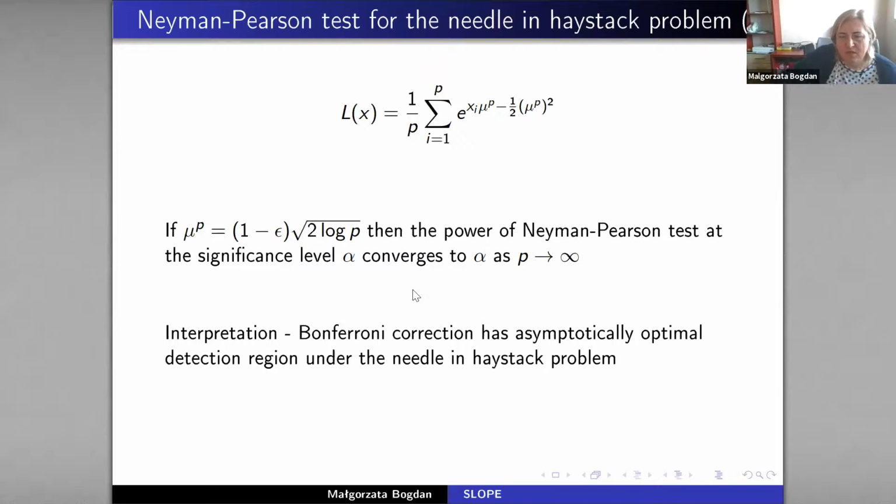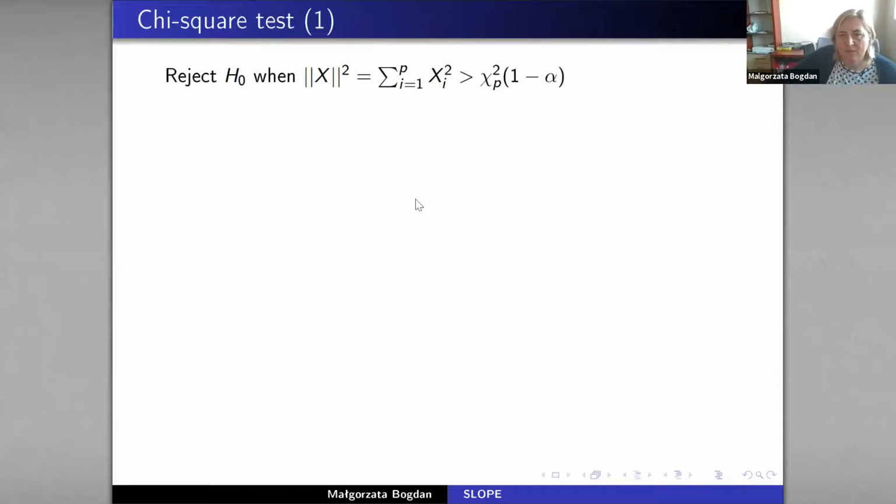But you do not necessarily need to have a needle in haystack, okay? Sometimes you might have many X's which are not necessarily very large, but many mu's are different from 0. And another test which you can use is the chi-square test. The chi-square test is simply the sum of your xi squared statistics. When the global null hypothesis is true, this is going to have a chi-square distribution with p degrees of freedom. So it's very easy to pick the critical value. We know that this is going to control the type 1 error at the level alpha.